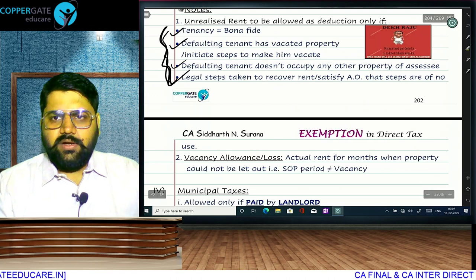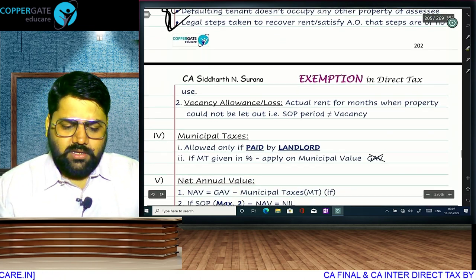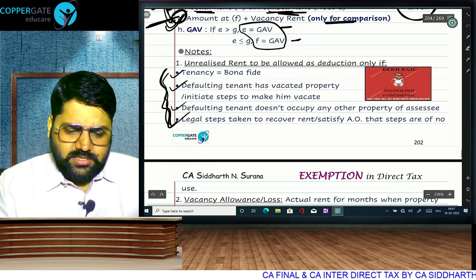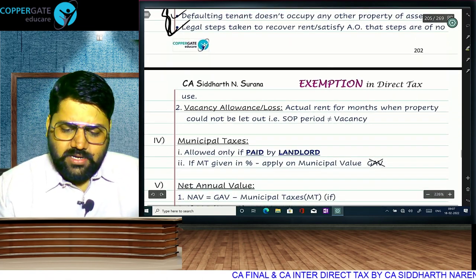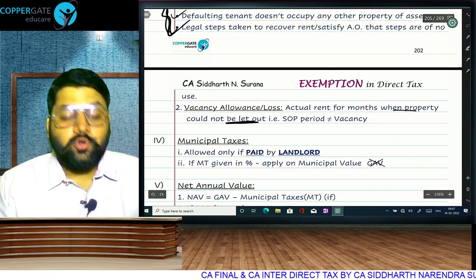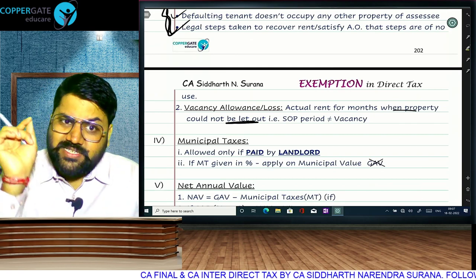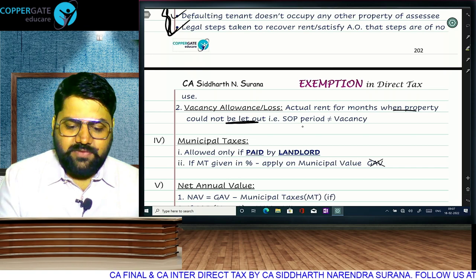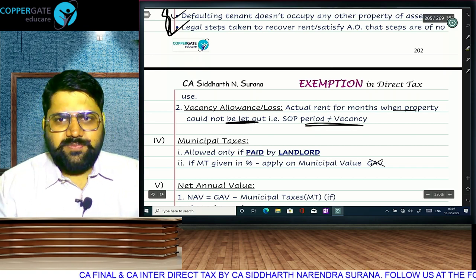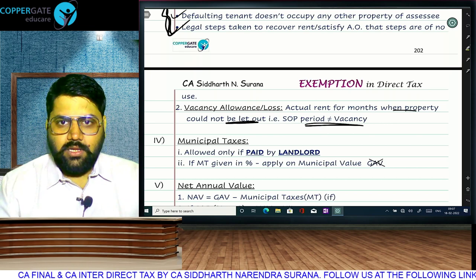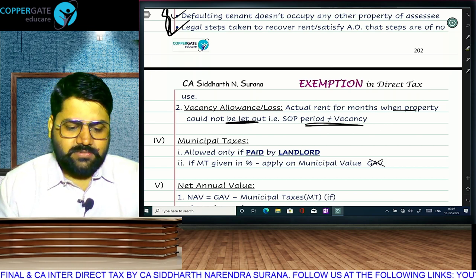Conditions for deduction of unrealized rent, I already told you. And when we are giving this vacancy benefit, it will cover only those months where the property could not be let out, it was locked. If for any part of a year you were staying inside the property, then that will not be counted as vacancy period. Vacancy period is that period for which the property was locked. If you were staying, then it will not be treated as vacancy.